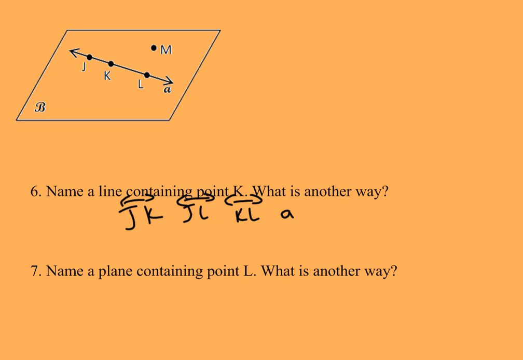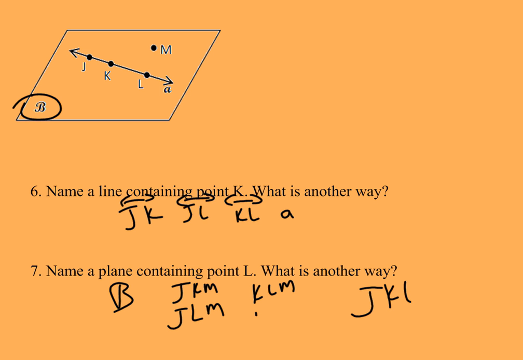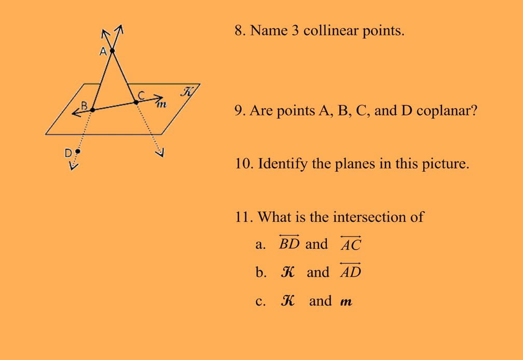A plane containing point L is going to be a little bit different. First off, for number 7, the easy one, I can call it just plane B because that's down in the corner. Another name I would call it is JKM, or JLM, or KLM. About the only one I can't do is call it plane JKL, because J, K, L are all collinear. I cannot do that.